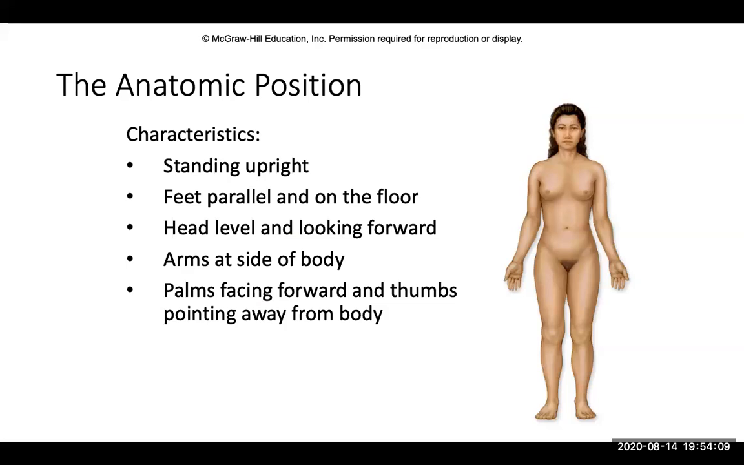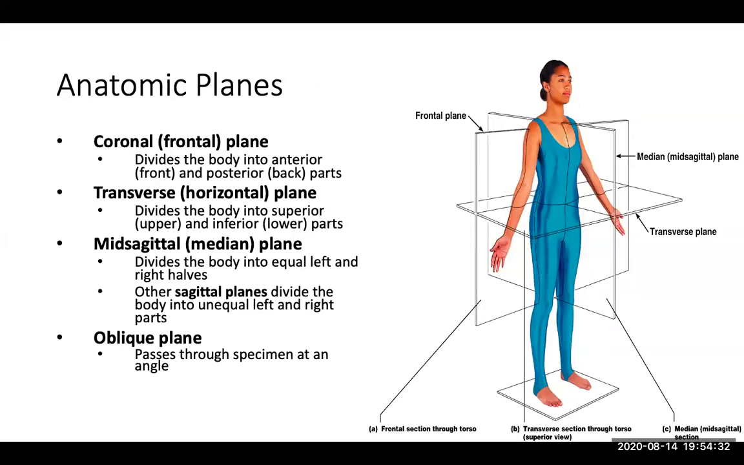Anatomic position is extremely important in the healthcare field to know how to describe where structures are on a patient. First we describe anatomic position as standing upright, feet parallel, head level and looking forward, the arms at the side of the body, the palms facing forward, and the thumbs pointing away from the body. Again, this is important for describing where structures are located, and there's a variety of terminology that you'll go through in lab that will describe where these structures are in relation to each other.